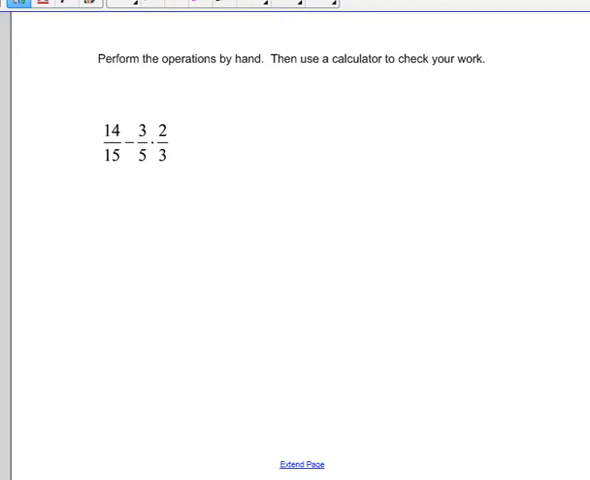Perform the operations by hand, then use a calculator to check your work. So now we're doing an order of operations problem that's involving fractions. So let's see what we can do with this thing. Since we're doing order of operations, I'm going to put my little order of operations reminder over here. So parentheses and then exponents and then multiply or divide left to right, add or subtract left to right.